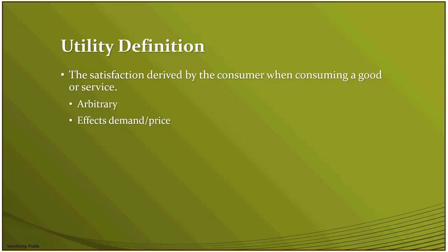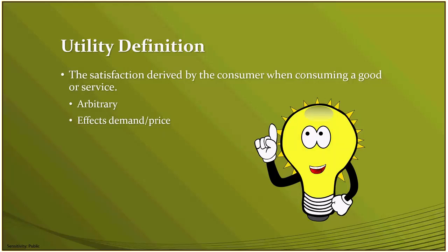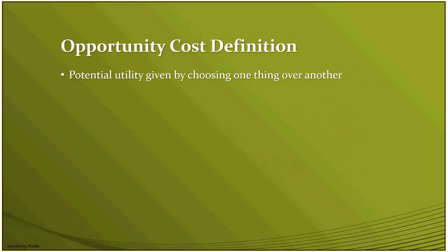Utility is directly associated with demand because we as consumers want to be happy. We're going to automatically go towards the things that give us the most utility, therefore driving up the demand and price, as we're familiar with from supply and demand. Hopefully that makes a little light bulb go off for you, and going back to our definition of opportunity cost, potential utility given up by choosing one thing over another.